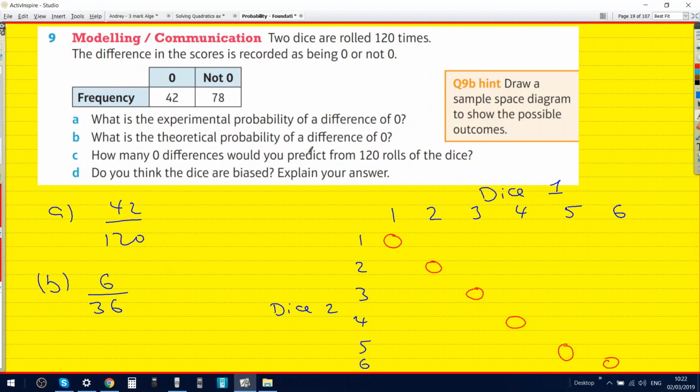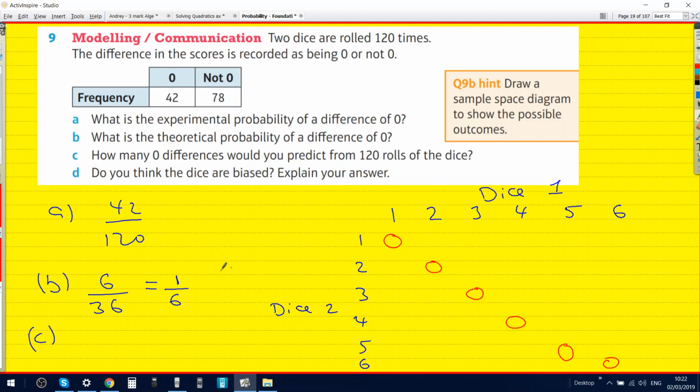How many 0 differences would you predict from 120 rolls of the dice? How would you do that? 6 over 36 is the same as 1 over 6. I simplified that because it will make the next one easier. Do you have to write 1 over 6 and get 120 as a denominator? You could, or just do 1/6 of 120.